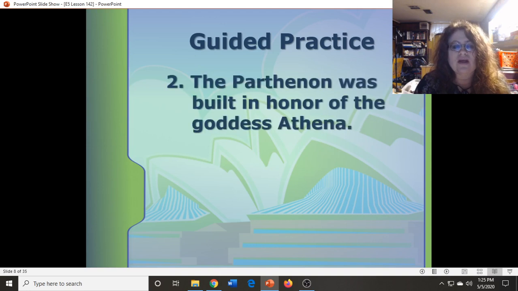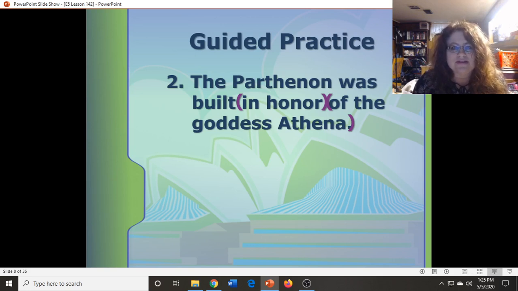Number 2, the Parthenon was built in honor of the goddess Athena. First of all, we locate the prepositional phrases. In honor of the goddess Athena. So when we go to locate the subject and verb, now look, we only have 4 words left to work with. So much easier. The Parthenon was built.